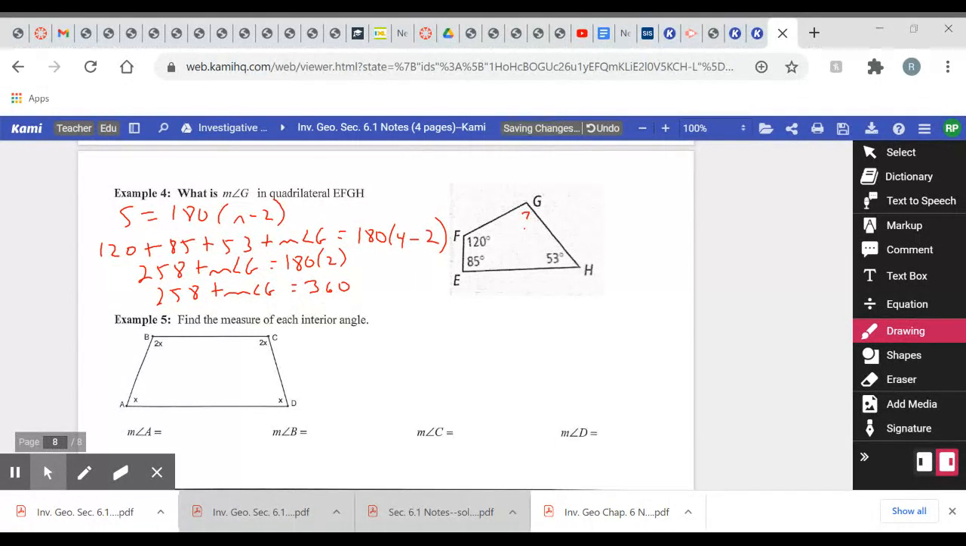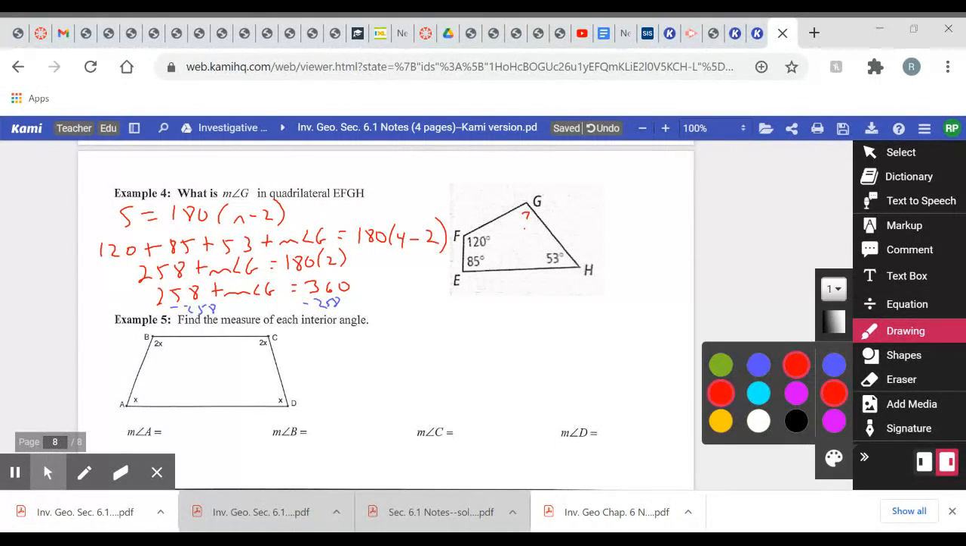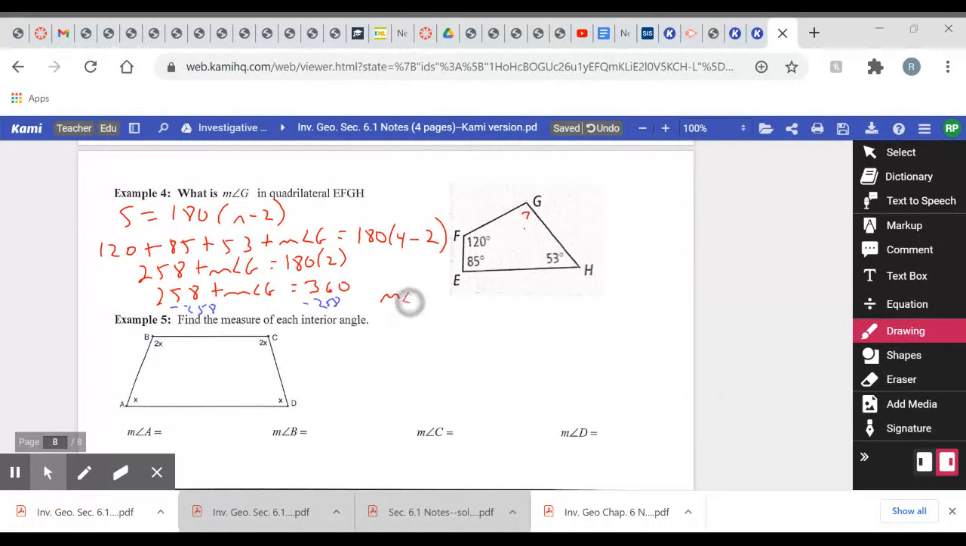And now if I subtract 258 from both sides, kind of running out of room here, then I end up with the measure of angle G is equal to 360 minus 258, which is 102. And a way you can check yourself is if you remember that for a quadrilateral, all the angles add up to 360, then you can add up all these inside angles, interior angles, and make sure it gives you that.